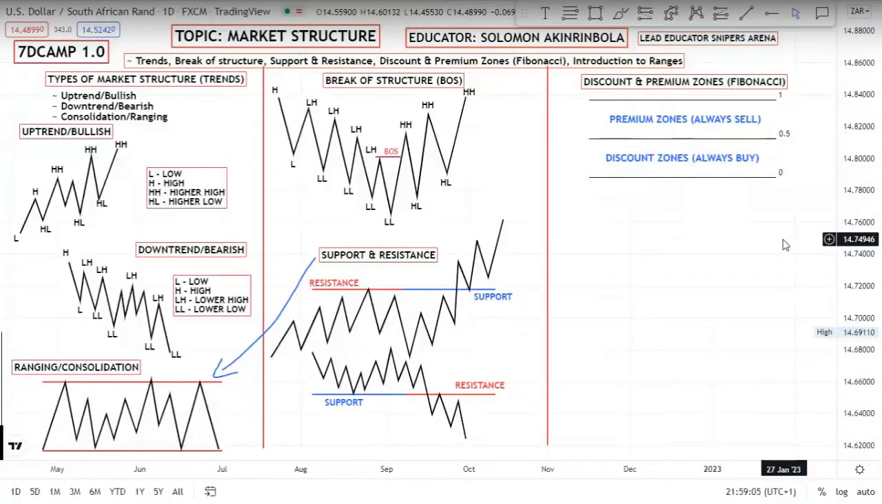A premium zone is always 50% to 100%. A discount zone is always below 50%. Premium zone is always above 50%. Discount zone is always below 50%. That's just the answer. Never buy from the middle.